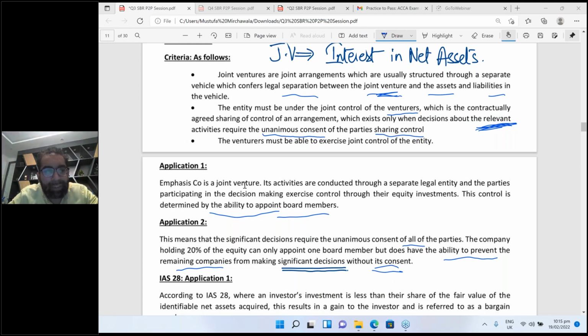This is not a joint operation. Why? Because a joint operation is normally not operated through a separate vehicle. In a joint operation, normally the shares are not distributed. The parties directly own the assets. They don't own the shares. They say this building is mine, this furniture is mine.